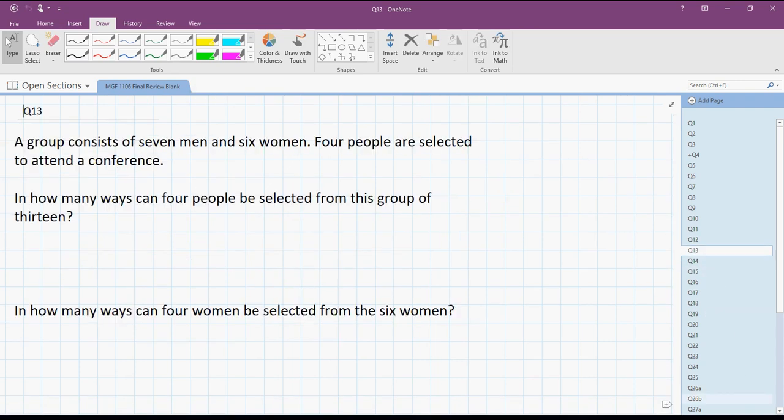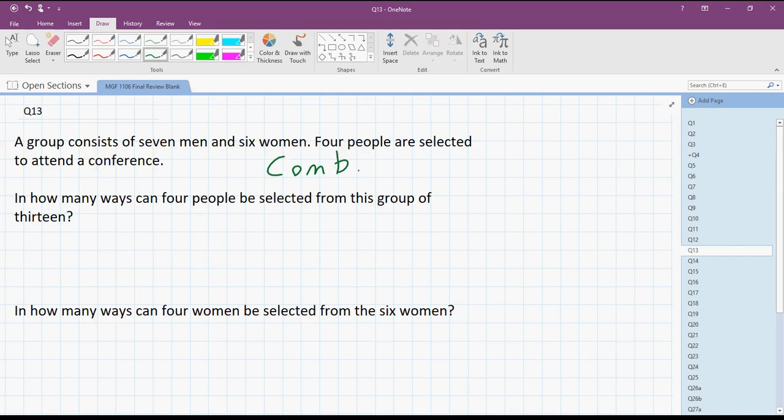All right, 13. So this says a group consists of 7 men and 6 women. 4 people are selected to attend a conference. What are we talking about here? This is a combination. I don't care who's going to the conference. I just need 4 of you to go. So this is definitely a combination. So everything we run from here is a combination.